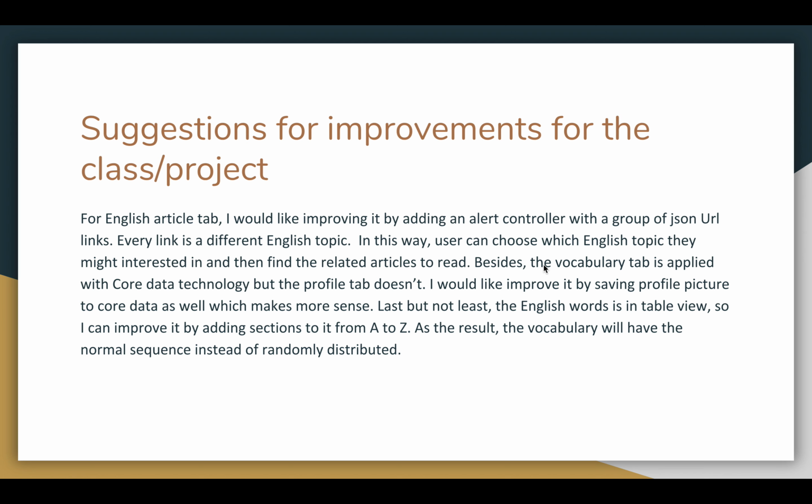I will also give some suggestions for improvements of the project. For the English article tab, I would like to improve it by adding an alert controller with a group of JSON URL links, so the user has a group of options for which topics they want to choose. Right now I can only offer the Bitcoin topic. So I will give more topics so they can choose which one they prefer.